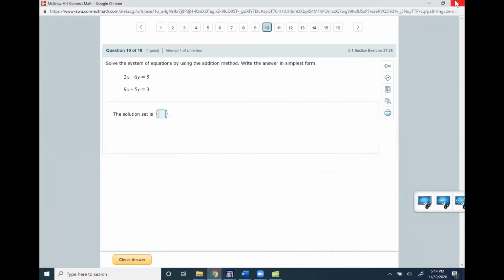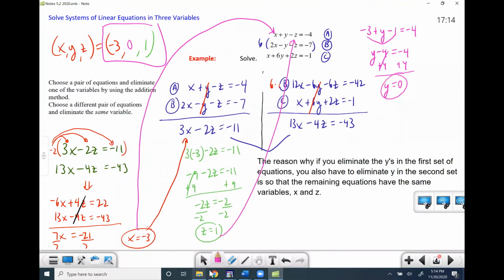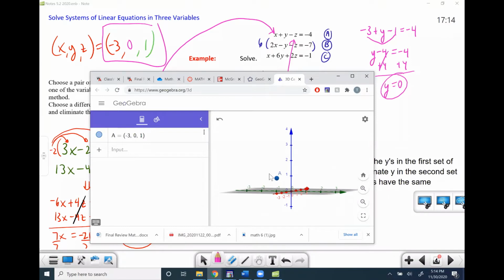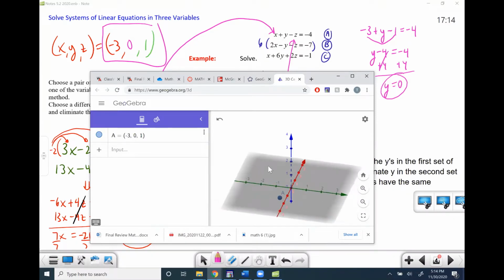What am I doing? That's not that one. Okay, so negative 3, 0, 1. There it is. Okay, you can't really see it. There it is. Okay, so point in space.